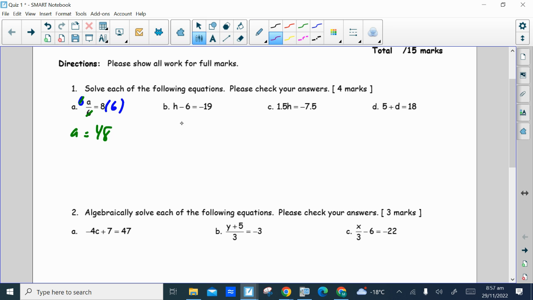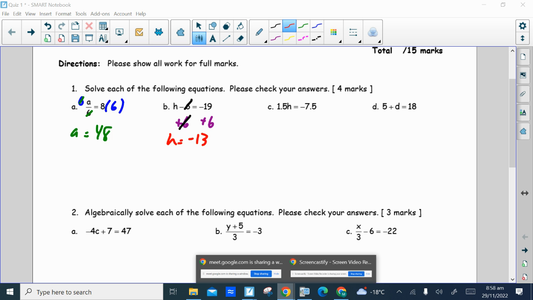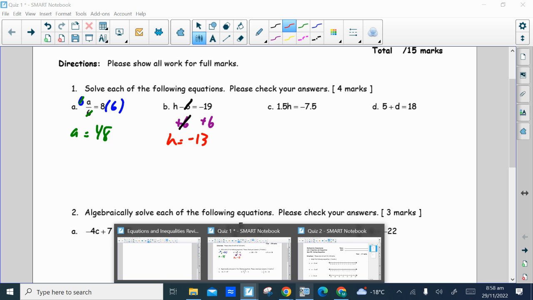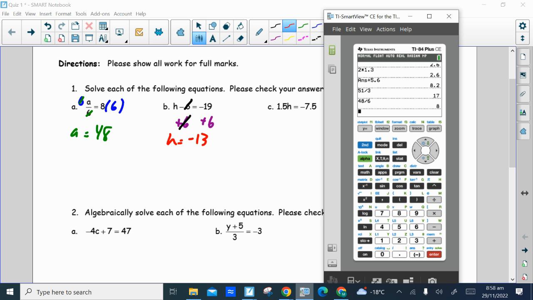Question B. Here I would add 6 to both sides. The h and the 6 are hooked together by subtraction. The opposite of subtracting is adding. So we'll add 6 to both sides. They cancel on the left. I'm left with h, and on the right, negative 19 plus 6 is negative 13. So that's the answer that we get. And if we check it, on the left, h, which is negative 13, take away 6, should equal negative 19, and it does. So it checks.